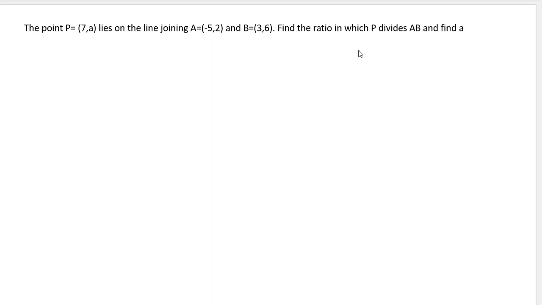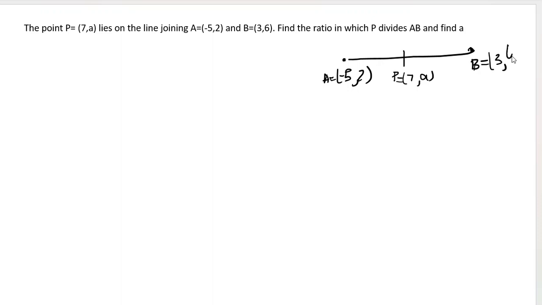We now solve this problem. There is a point P with coordinates (7, a), and it lies on the line joining A = (-5, 2) and B = (3, 6). We have to find the ratio m:n in which P divides the line, and also find what a is. Since the problem involves a ratio, we use the section formula.